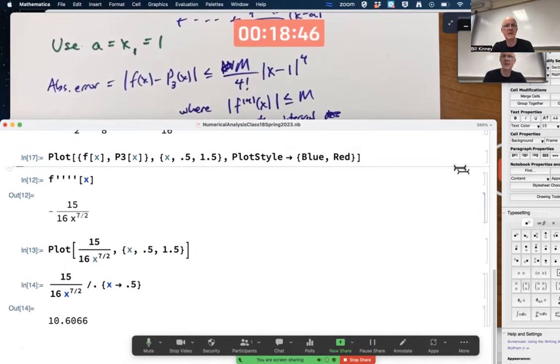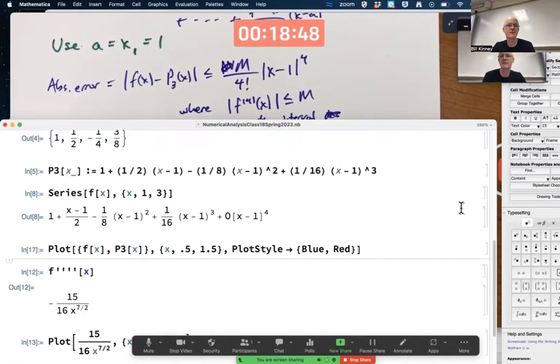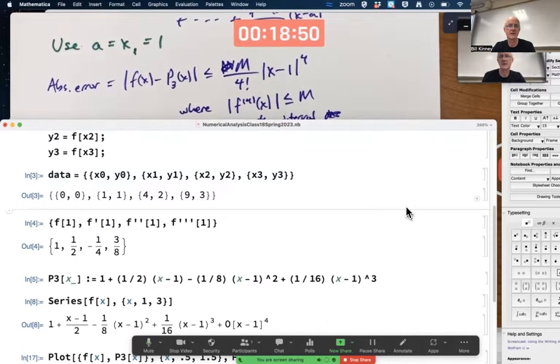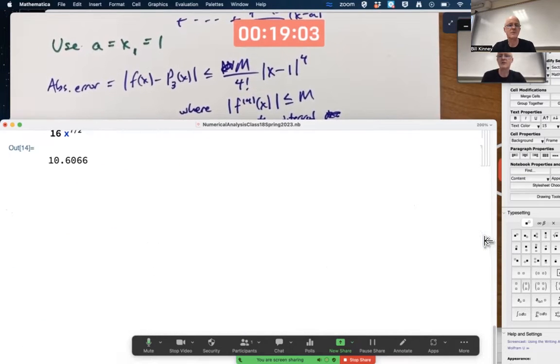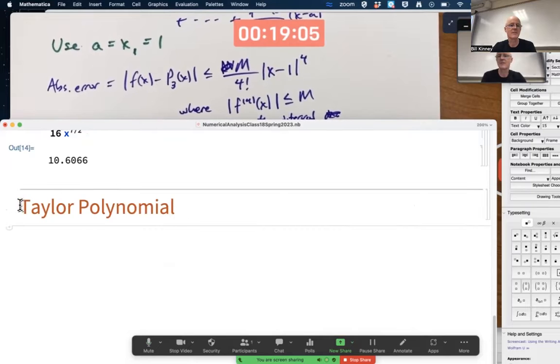Okay, now let's do interpolation. So this is the Taylor series approach. Taylor polynomial, I'll call it. Let's label this Taylor polynomial. Now let's move on to interpolating polynomial.